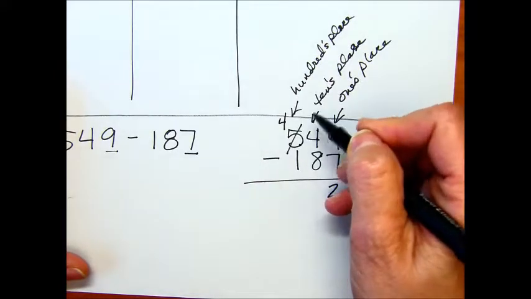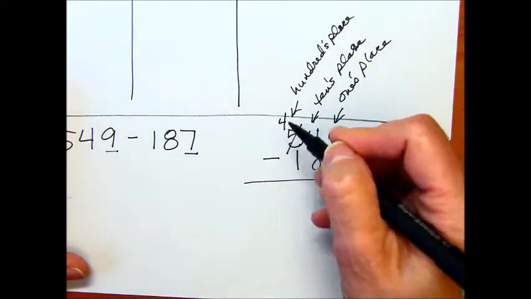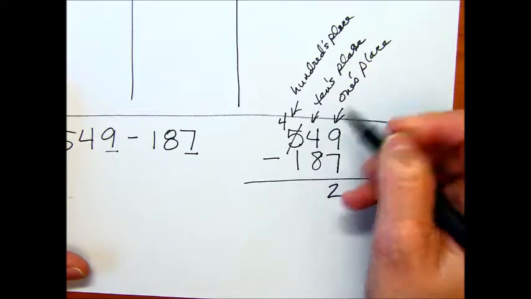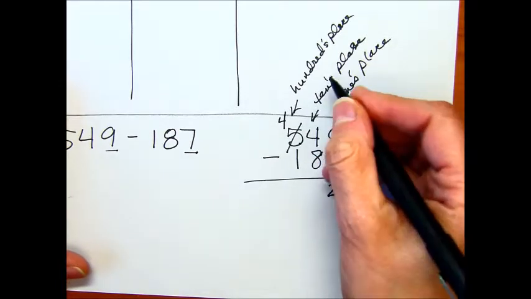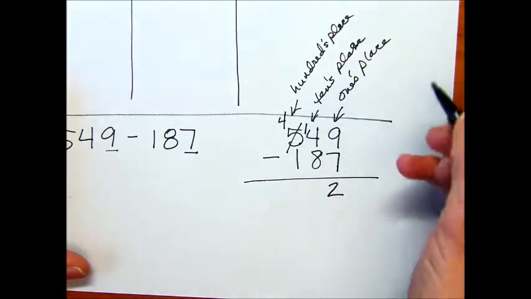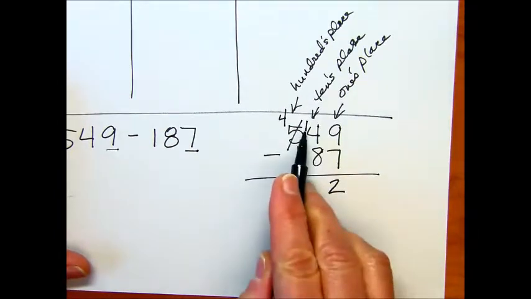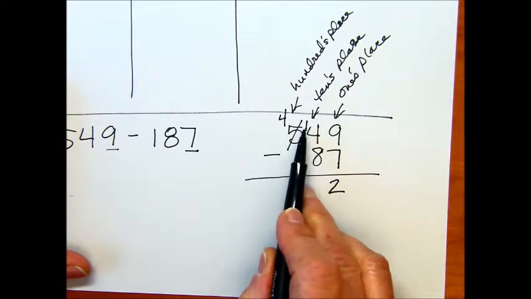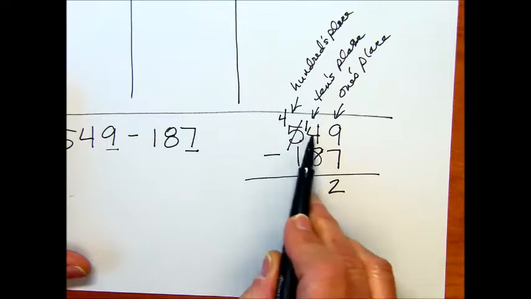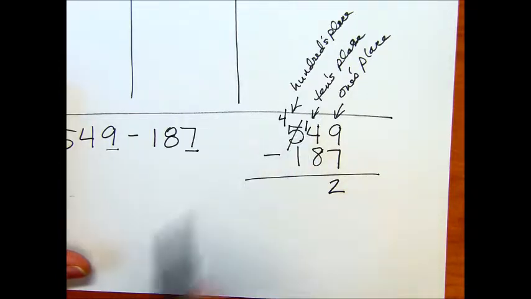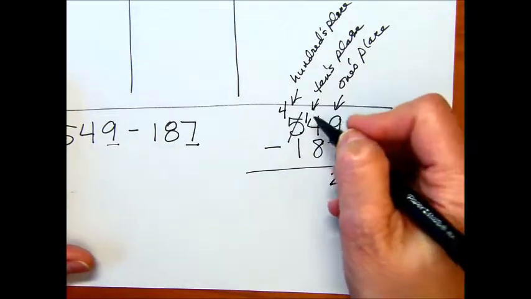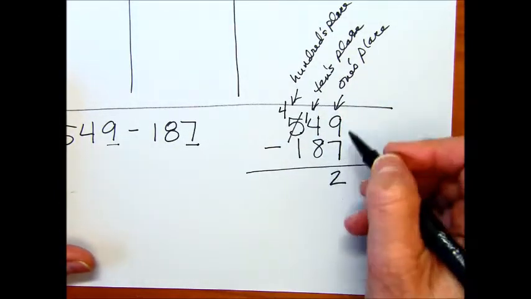And that 100 that I'm going to trade into tens makes this 10 plus 4, or 14. And when you put that little 1 there, you're basically saying you have 10 plus 4, or 14 tens, not 1 ten. Okay, so now 14 take away 8.